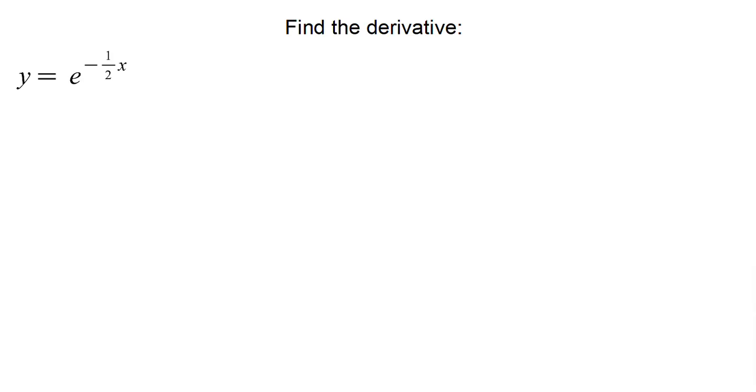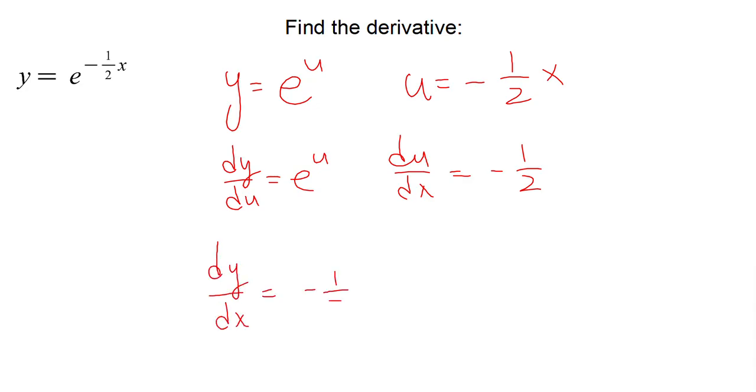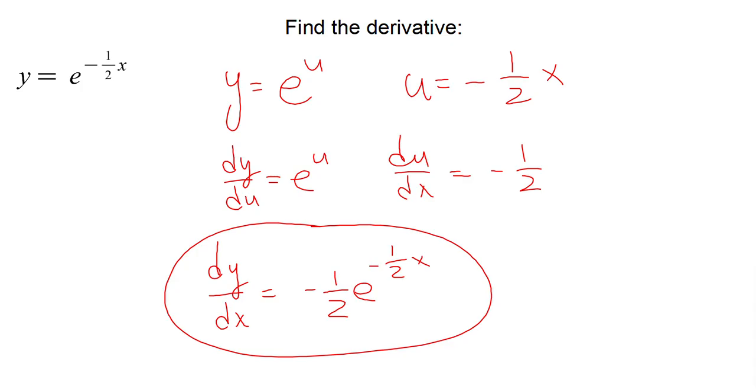For number 10, very similar to the last one. This is just y equals e to the u, but u this time is negative 1/2 of x. So when we take the derivative of the y, we get dy/du is equal to e to the u. And when we take the du/dx, we just get negative 1/2. Multiplying those two things together, our final answer should just be negative 1/2 e to the u, but u is negative 1/2 x, so we get negative 1/2 e to the negative 1/2 x. And that is problem number 10.